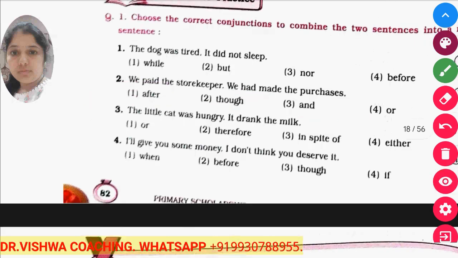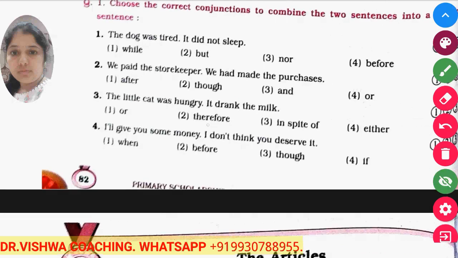Okay, the little cat was hungry. The second sentence is it drank the milk. The options are or, therefore, in spite of, either. Now see, the cat was hungry and it drank the milk. It was hungry, that's why it drank the milk. So the correct conjunction here is therefore.